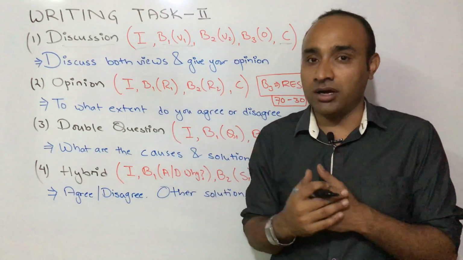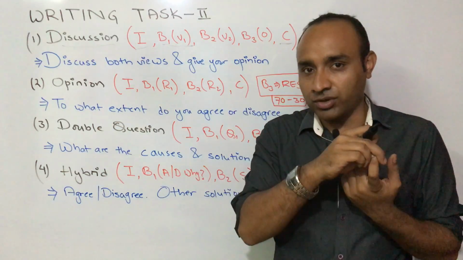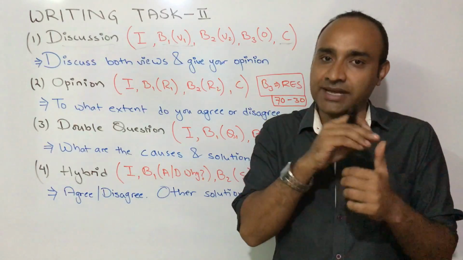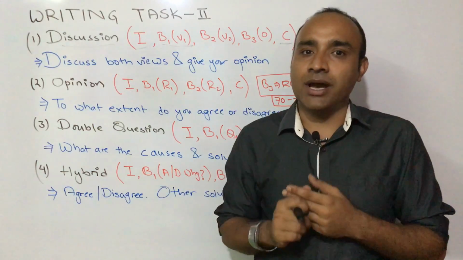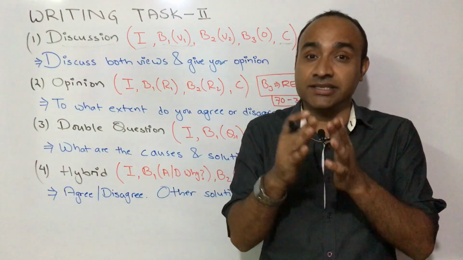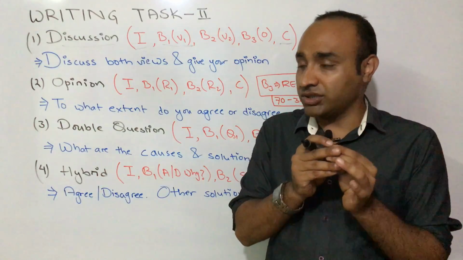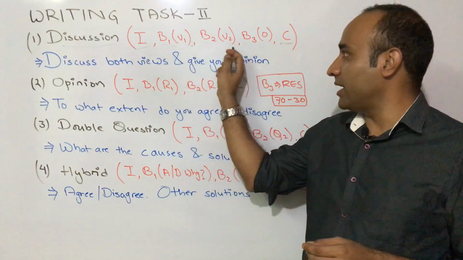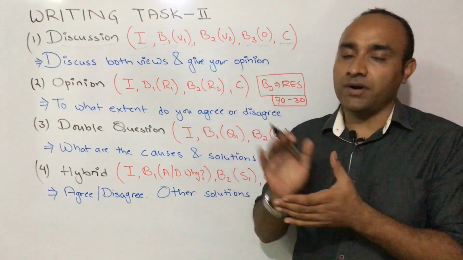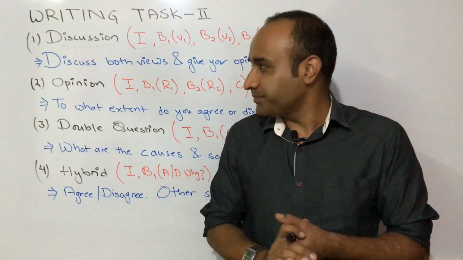In this case, there are 3 questions. Discuss both views means you have to discuss the first and the second view, and then you have to give your own opinion, which means that's yet another question. So 3 questions, I've got 3 different paragraphs, and 1 paragraph answers each of the questions.